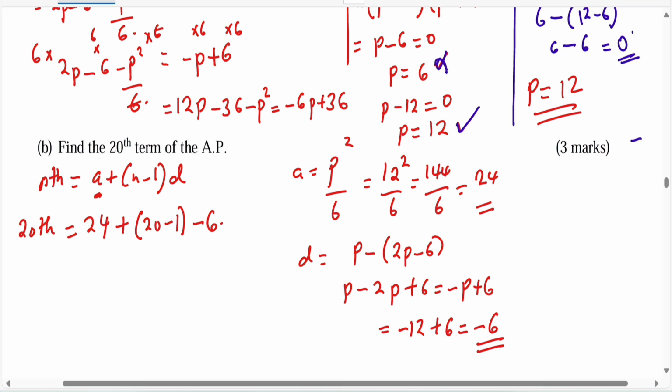Okay up to there. I think we are alert. So 24 plus 19 times negative 6. So let's start with multiplication. So 19 times negative 6 gives you negative 144. So 24 minus 144, which gives us negative 90. So the answer is easy. Let's continue. That is our 20th term.